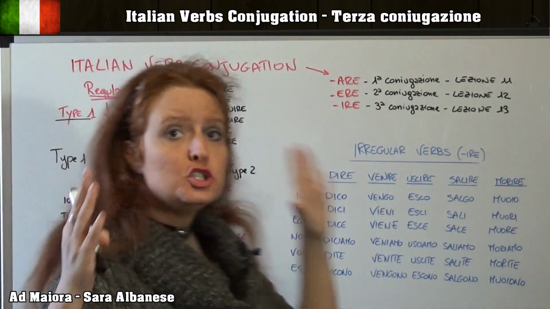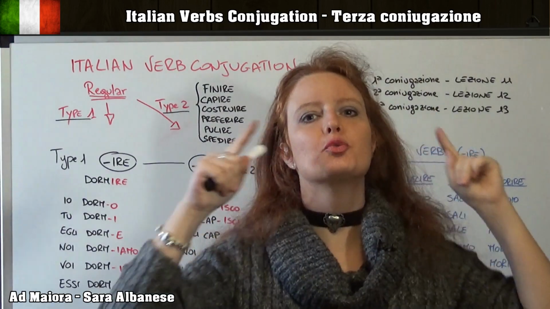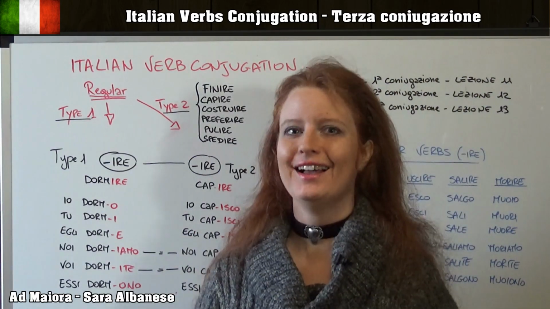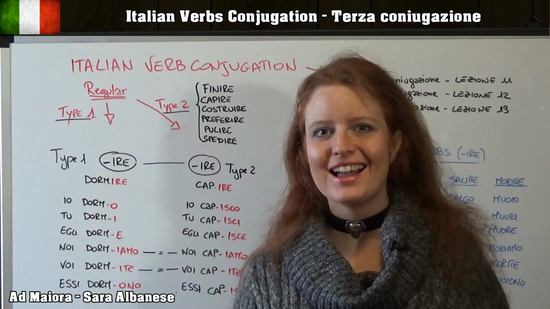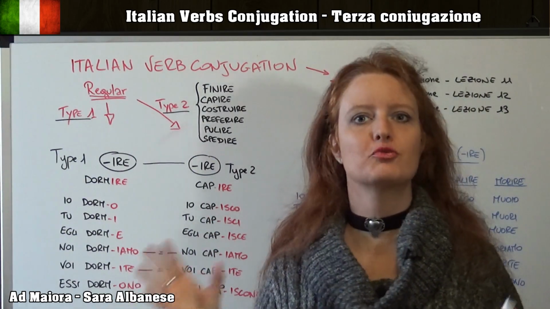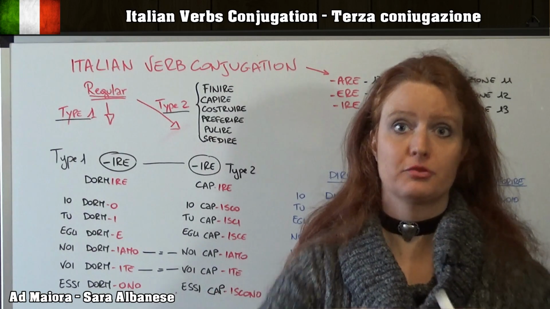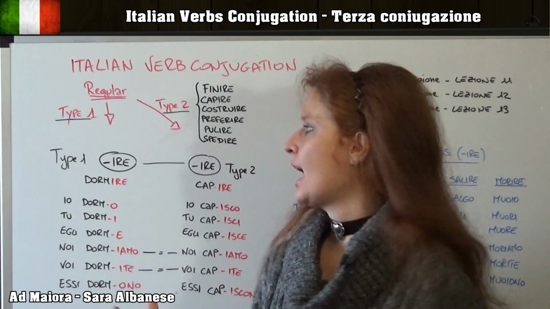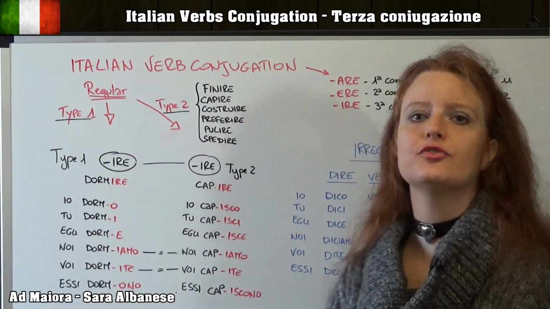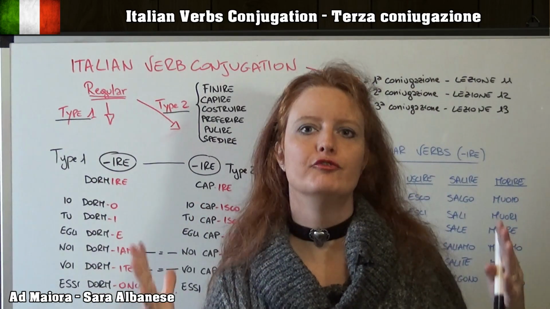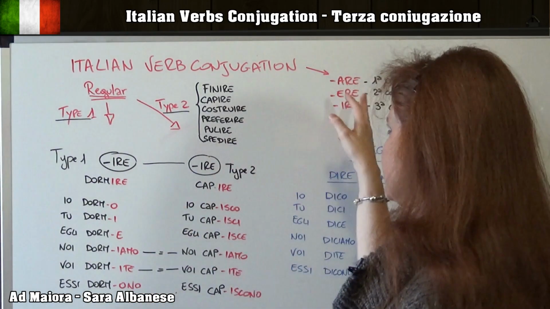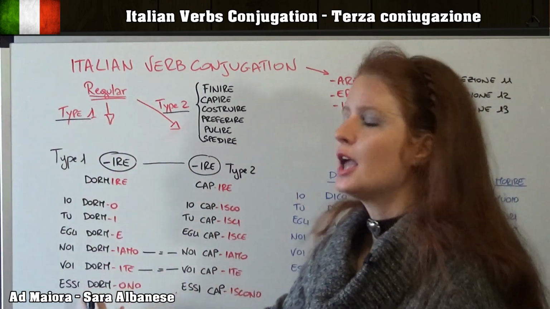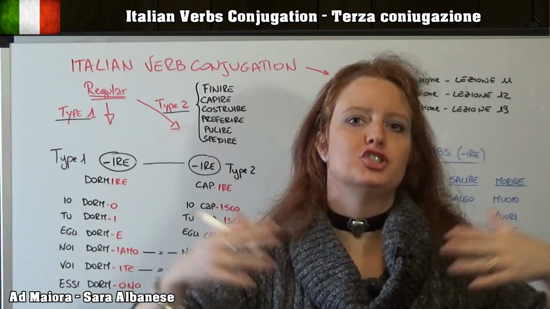So, as usual, we start talking about the regular conjugation, regular conjugation number 3. Now, as you can see here, there are two types of the regular third conjugation. The first one, type 1, is used for the great majority of verbs that have this infinitive form with the final part ire. So the type 1 is used for the majority of these verbs.